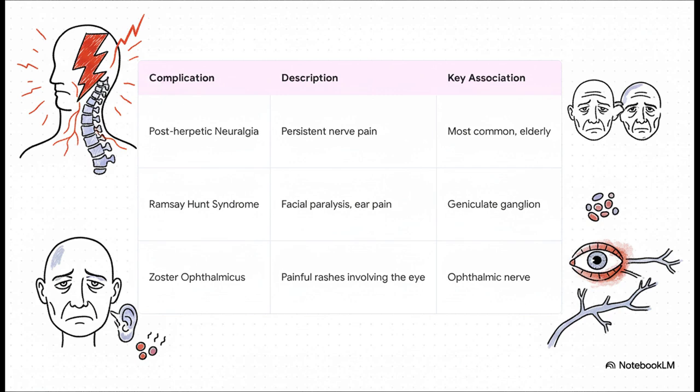Other serious problems include Ramsay-Hunt syndrome, which can cause facial paralysis, and zoster ophthalmicus, which is a sight-threatening emergency if the virus reactivates in the nerve that supplies the eye.